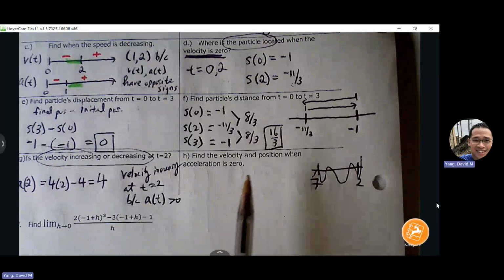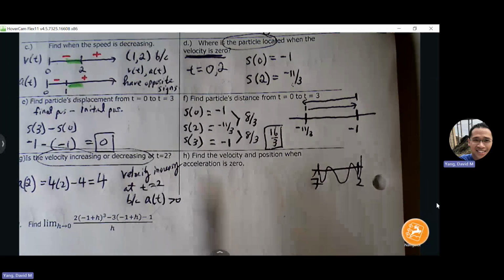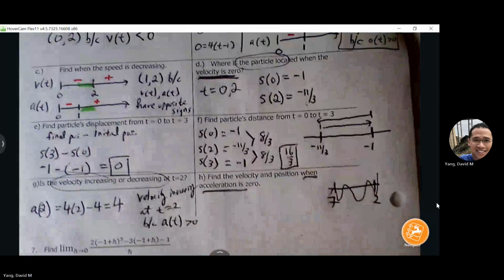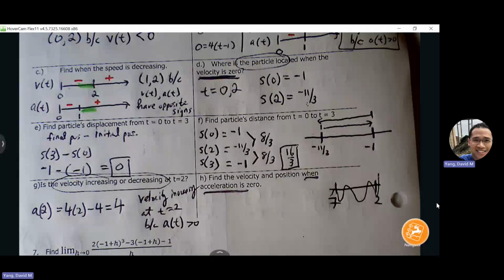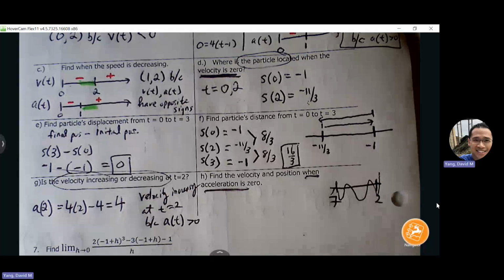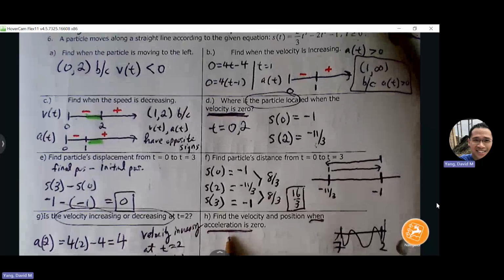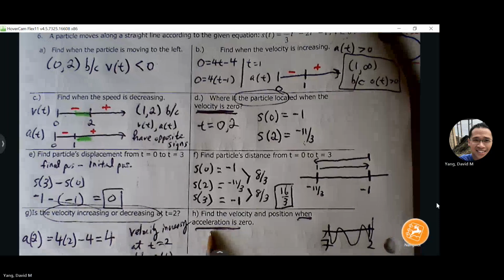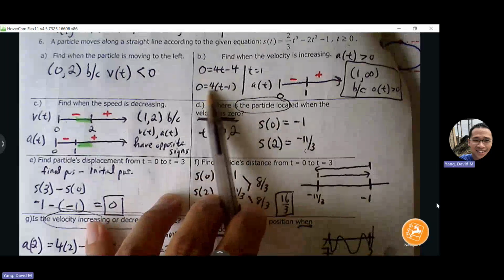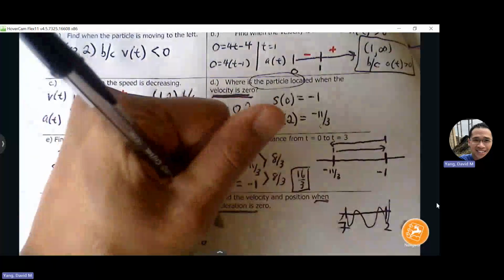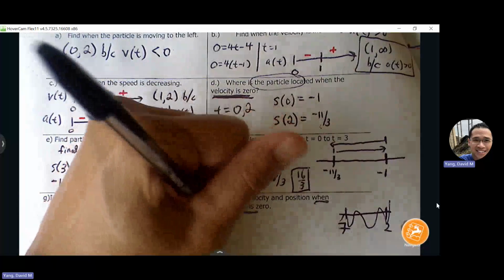Find the velocity and position when acceleration is 0, okay? Do we know when acceleration is 0? Do we know the time when acceleration is 0? No. I think we found it earlier. Did we find it earlier? Well, that's when velocity was 0. When is acceleration 0? 1, right? We set acceleration equals 0 up here. We solve for t, we got t equals 1. So we can just find the velocity and position at 1.